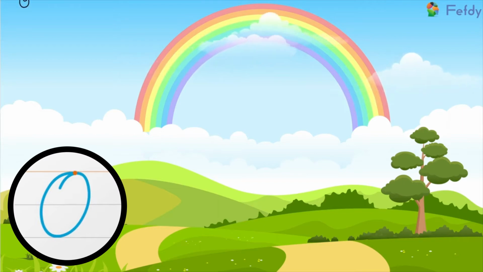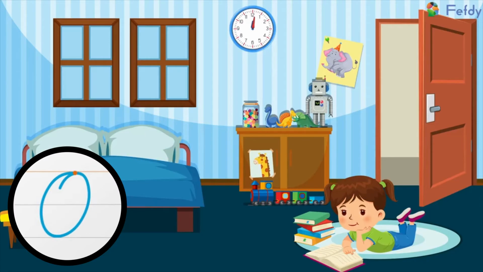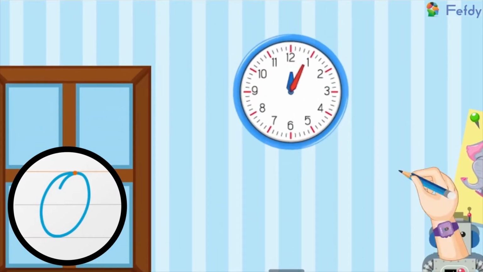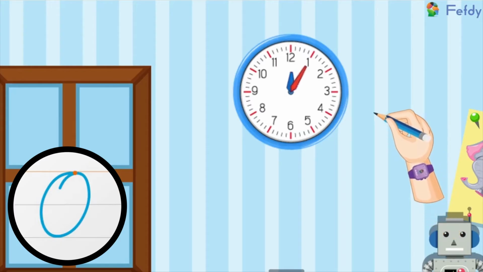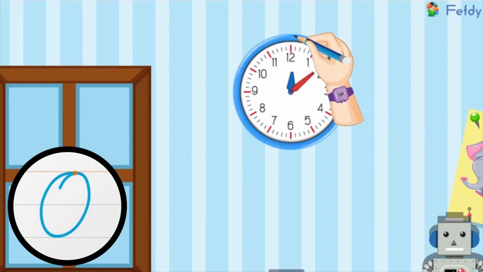How to write the cursive capital letter O? First, look at this clock. So let's start writing the cursive capital letter O at this point. We will place our points above the number 12.